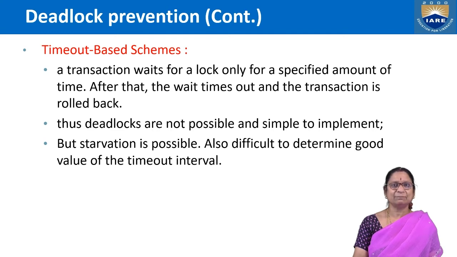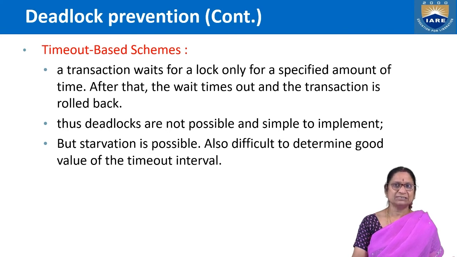So that deadlock can be prevented. Even though deadlock occurs, what happens? Some of the transactions are going to be rolled back because of this timestamp waiting, and it is very simple to implement this type of technique also. But in this example, starvation is always possible. Why? Because with the timestamp, the same transaction may be rolled back a number of times.